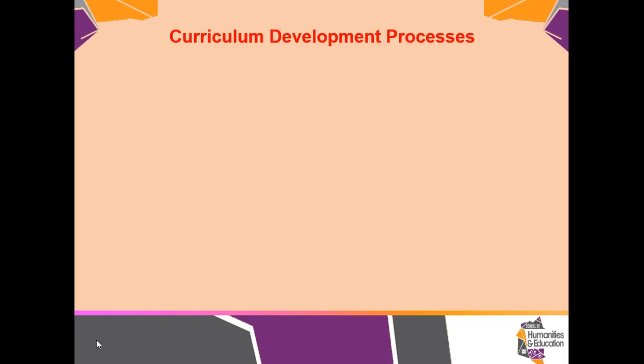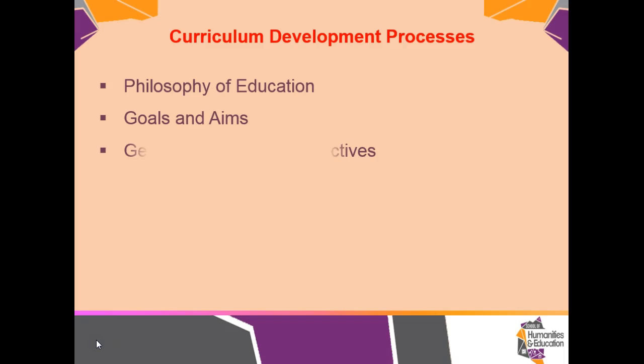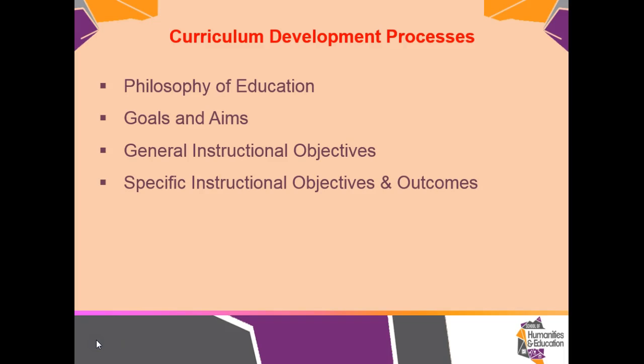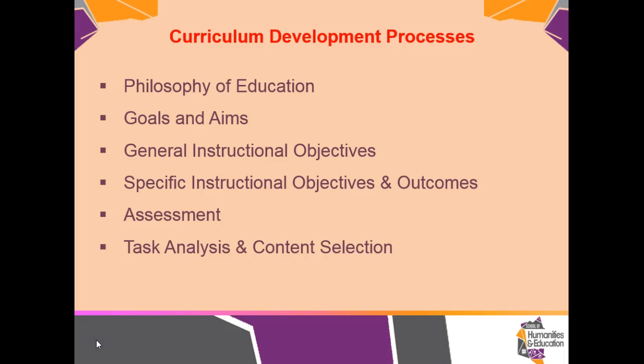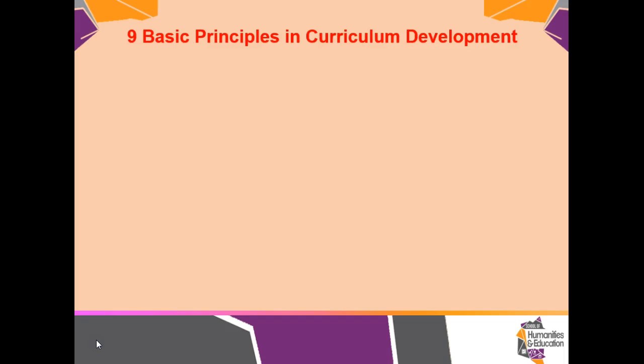The first topic is curriculum development processes. There are a number of them. We look at the philosophy of education, the goals and aims, the general instructional objectives, specific instructional objectives and outcomes, assessment, task analysis and content selection, and learning activities. There are 9 principles though that are connected with curriculum development. Let's look at them closely here.